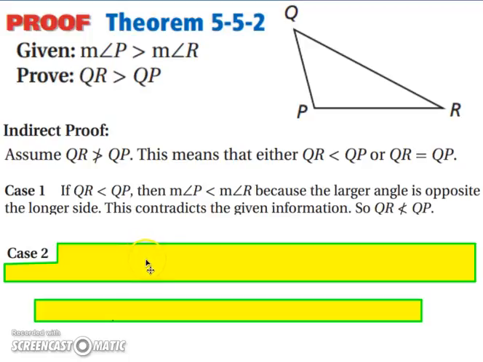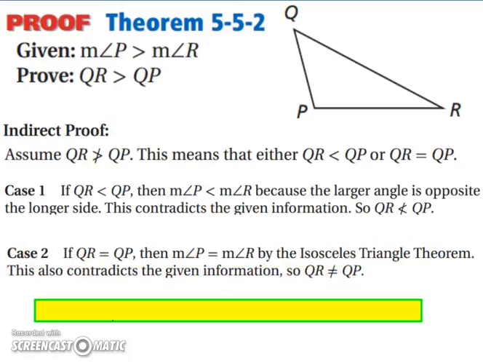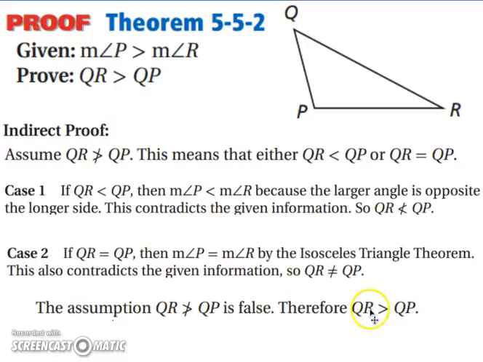Now that you've had a moment to try case 2, let's look at it together. So if they're equal, that's going to mean that the measure of angle P and the measure of angle R have to be of equal value. That doesn't work. Same reason. It contradicts what they gave us. They told us that the measure of angle P has to be larger than the measure of angle R. So therefore, it cannot be equal. Well, if it can't be any of the other possibilities, that means what we were trying to do in the beginning has to be true. So therefore, QR has to be greater than QP because it can't not be.